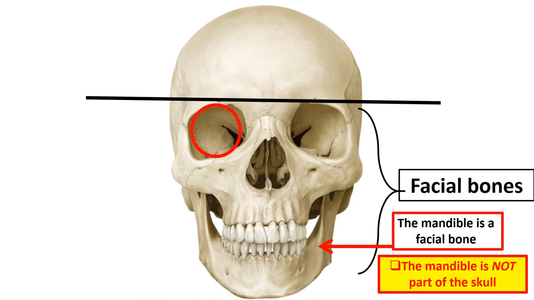Now, the face has four big holes. We have two orbits. An orbit is a cavity in the face that is going to contain the eye and its related structures, and in the midline we have the nasal cavity, the beginning of the respiratory system, and lower down the oral cavity, the beginning of the digestive system.